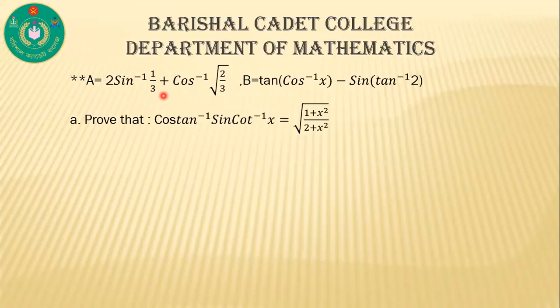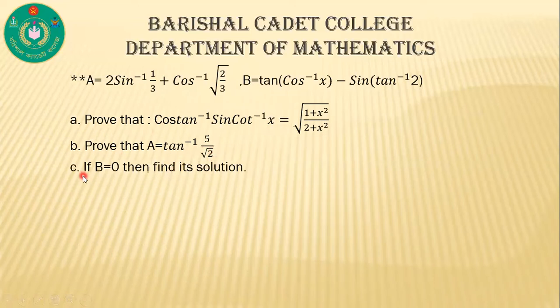Prove that cos tan inverse sin cot inverse x is equal to root of (1 plus x square) by (2 plus x square). Question number B, prove that A is equal to tan inverse 5 by root 2, and C, if B equals 0, then find its solution. Now solution A.